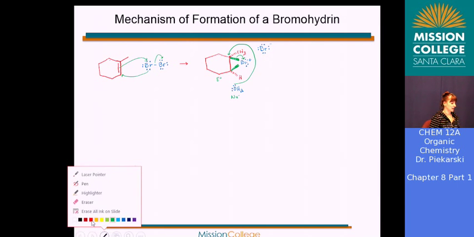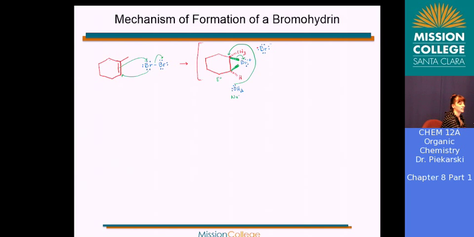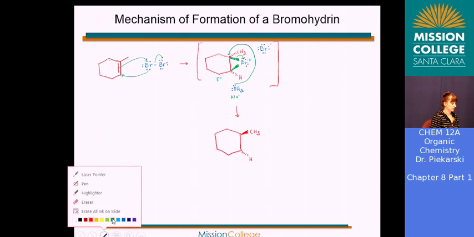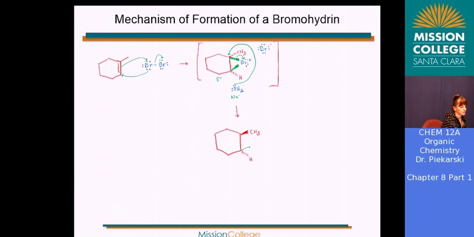Let's go ahead and draw that intermediate. First, I should put my brackets. And then I will go ahead and draw that intermediate. Maybe you can beat me to it. And because the water is coming in from the bottom side, that means the methyl group got pushed to the top. The hydrogen's still on the bottom. The bromonium popped open, that bromine now is on top, and the water we're going to find is on the bottom.